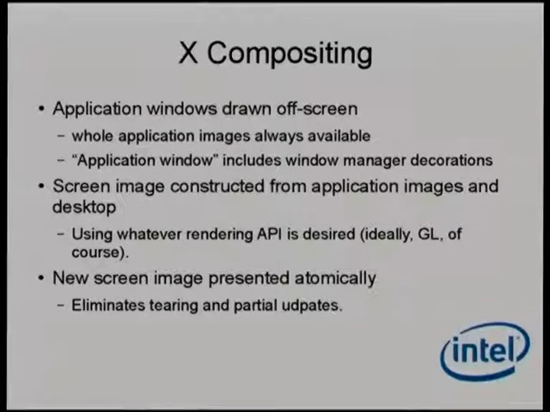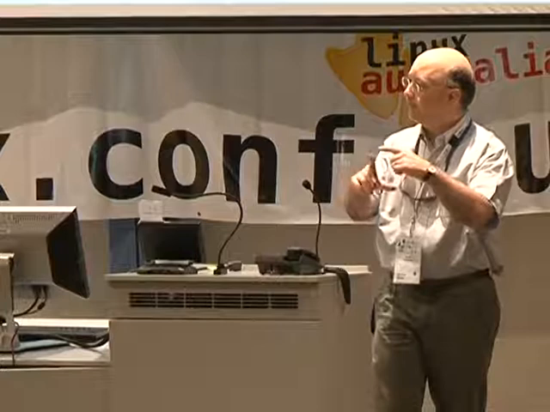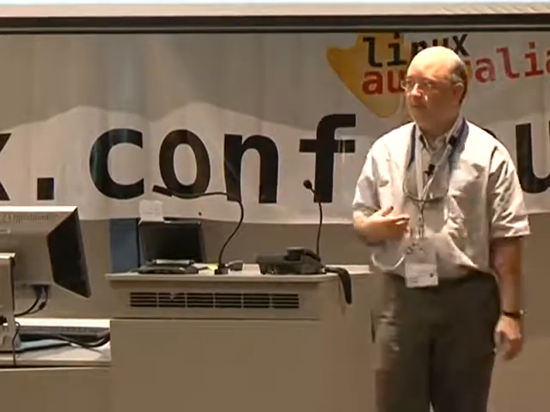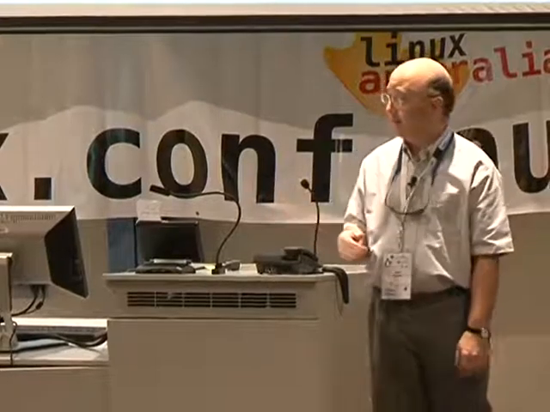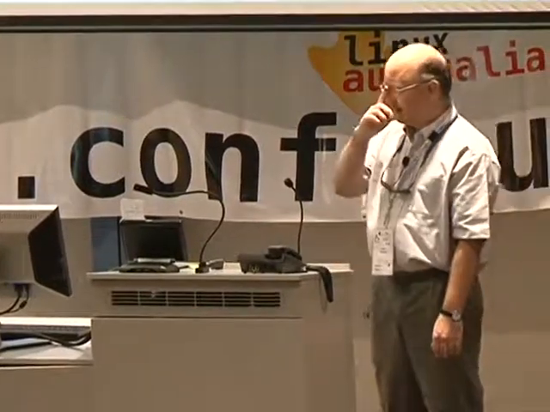So what is X compositing? It's where application windows, where application contents are drawn off screen. This does a whole bunch of stuff. In particular, when an application makes a small rendering change, it doesn't appear on the screen until somebody decides that the entire screen needs to be repainted. One of the neat side effects of this is the whole application image is always available. So if you want to do those cute little application thumbnails, if you want to do the Alt-Tab stuff where you can see what the application contents of a hidden application would be, you can do that kind of stuff.